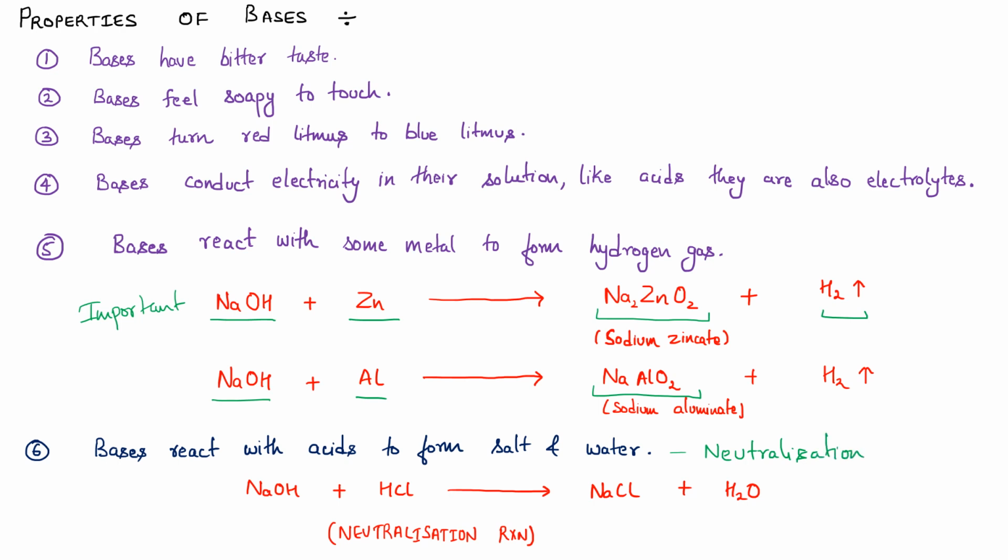What is a neutralization reaction? Let us take an example here. Sodium hydroxide is a base and HCl is an acid. So we are getting a salt as a product and water. So when an acid reacts with a base, it forms salt and water. It's a neutralization reaction.